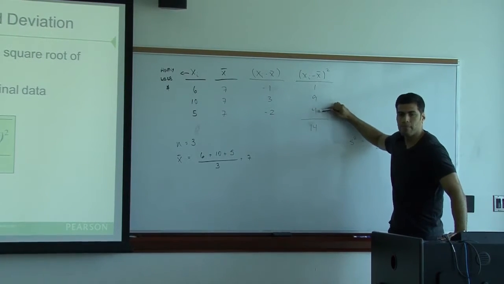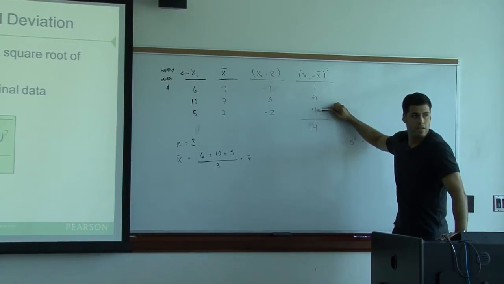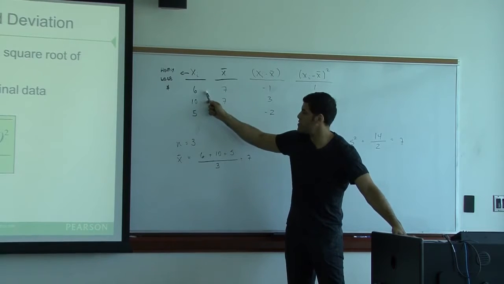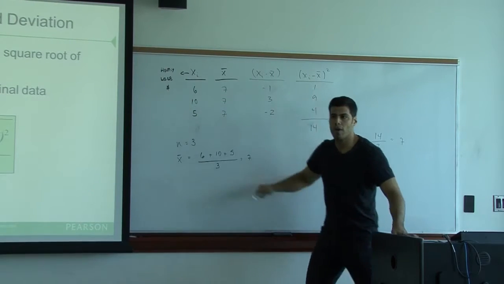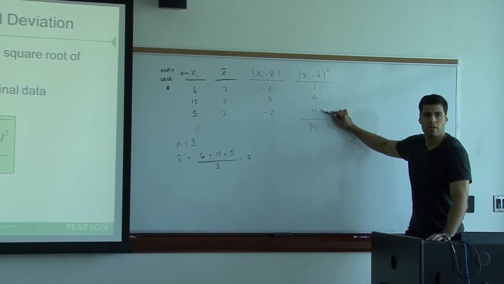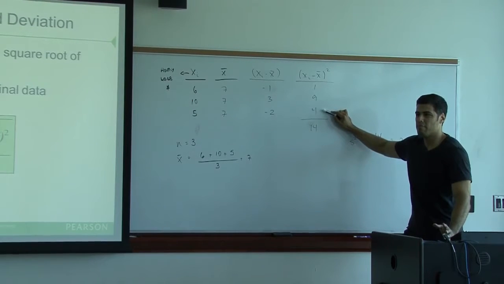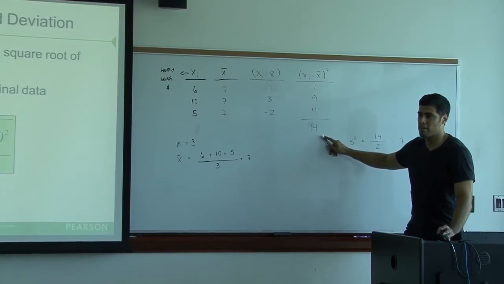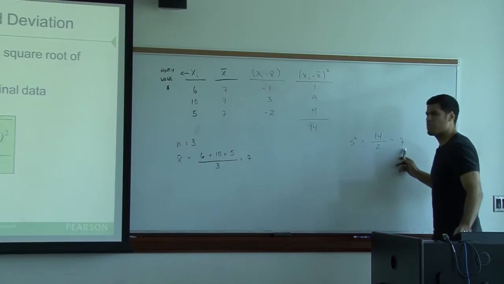Anybody? What are the units of these values? Dollars, right? $6, $10, $5. What are the units of these values? They're dollars squared. That's the units. The units changed. Now you're adding up these numbers. This is $14 squared. So this is $7 squared.